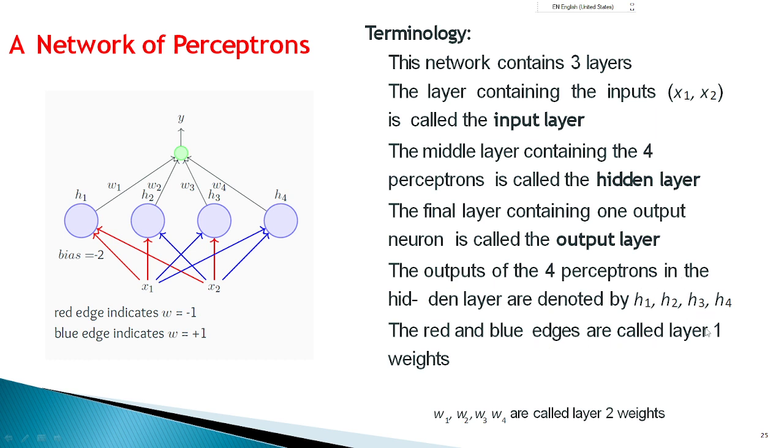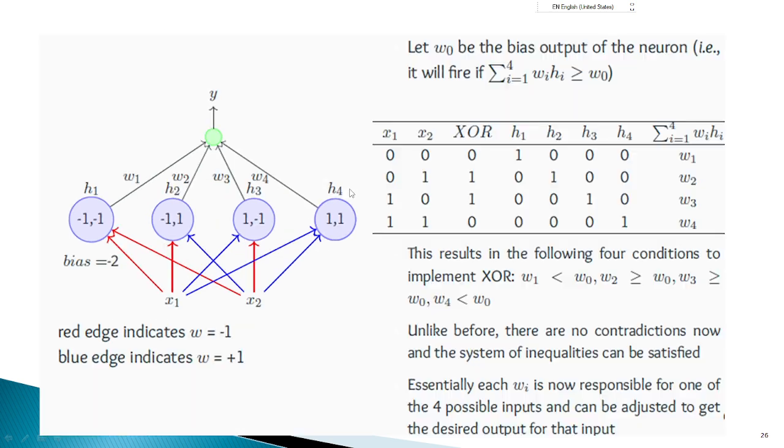The red and the blue edges are called layer 1 weights. W1, W2, W3, W4 are called layer 2 weights. H1, H2, H3, H4 are the outputs. Red and blue are the layer 1 weights. Red indicates what? -1, and blue indicates +1. This is the convention followed here, and the bias is 2 here.